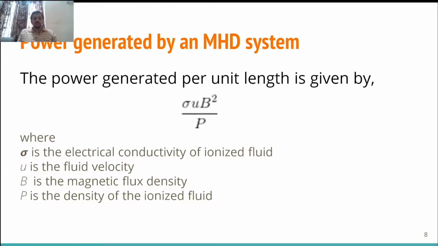This is a simple equation for the amount of power generated in a magneto-hydrodynamic system: sigma u B squared by rho. Rho is the density, sigma is the electrical conductivity of the ionized fluid, u is the velocity at which the fluid is flowing, and B is the magnetic flux density. The power generated is directly proportional to the square of the magnetic flux density. So however strong a magnet you can use, you can have greater power.